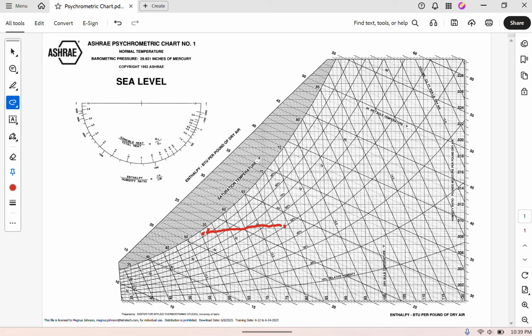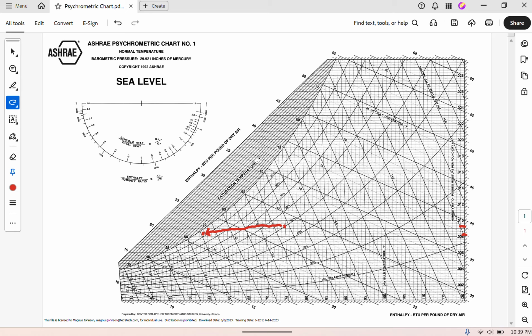You can see it's more of a diagonal line that we've got here. We're doing sensible cooling because we've decreased the temperature, but you can see there's also latent cooling involved as well. Our new humidity ratio is approximately 0.0082, whereas our previous state was more around 0.0092.